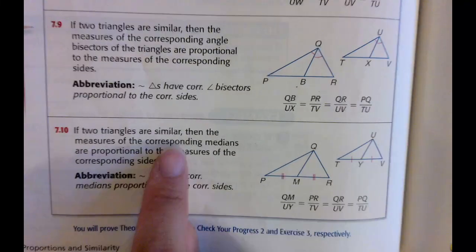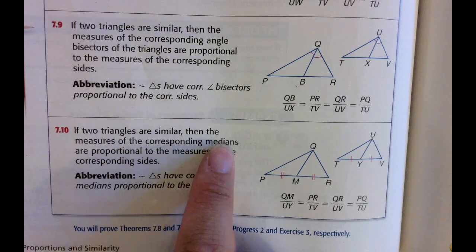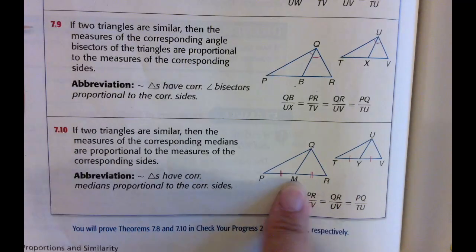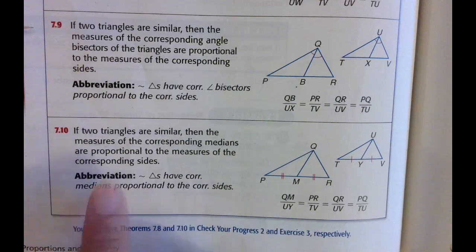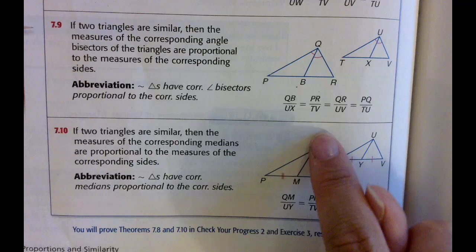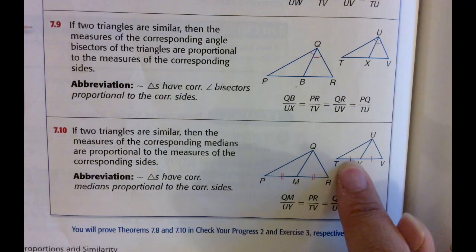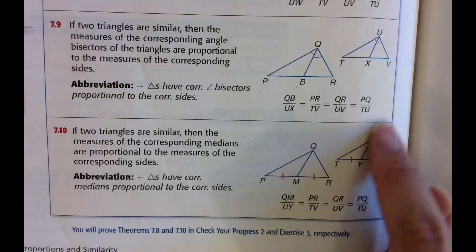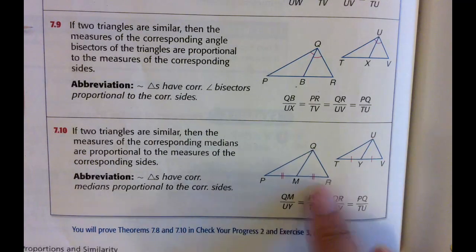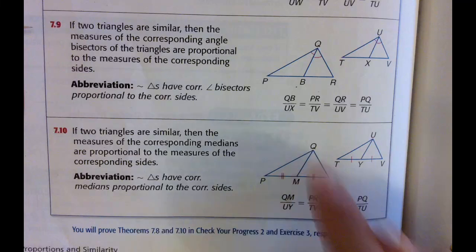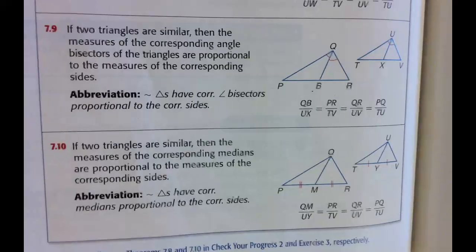And the last one here, before we get to our next example, is that if two triangles are similar, then the measures of the corresponding medians, so median again is from vertex to the midpoint, are proportional to the corresponding sides. So QM, the median here, over UY is proportional to PR over TV, QR over UV, and PQ over TU.